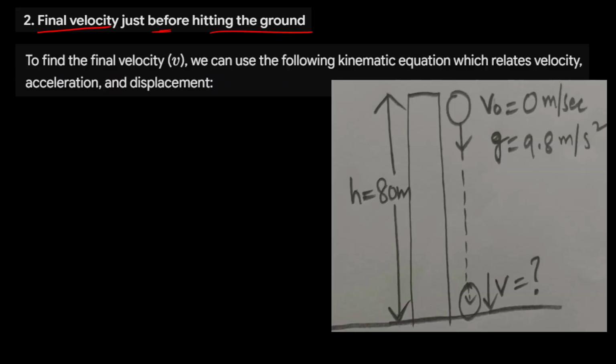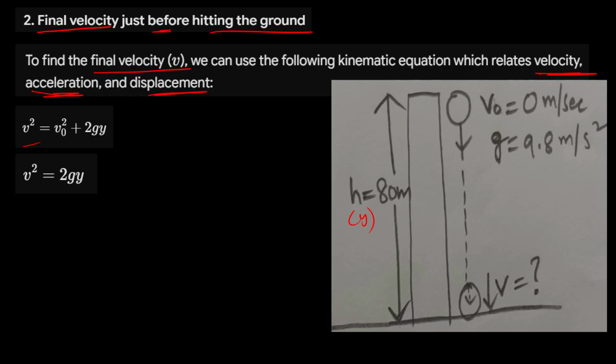Now, let's find the final velocity just before hitting the ground. To find the final velocity we can use the following kinematic equation which relates velocity, acceleration, and displacement. v squared equals v0 squared plus 2gy. Since the initial velocity is 0, this simplifies to v squared equals 2gy.